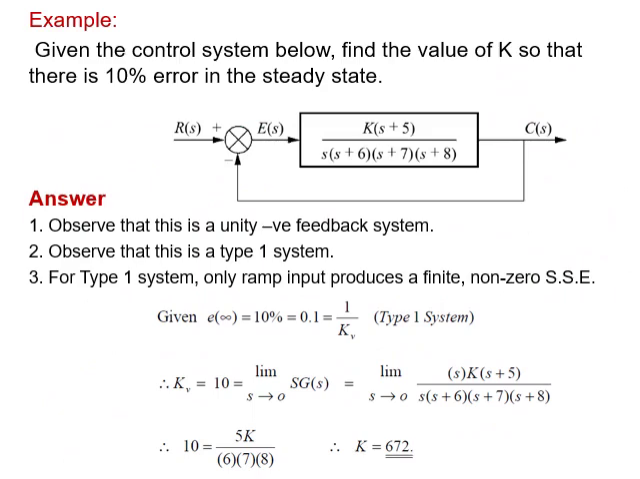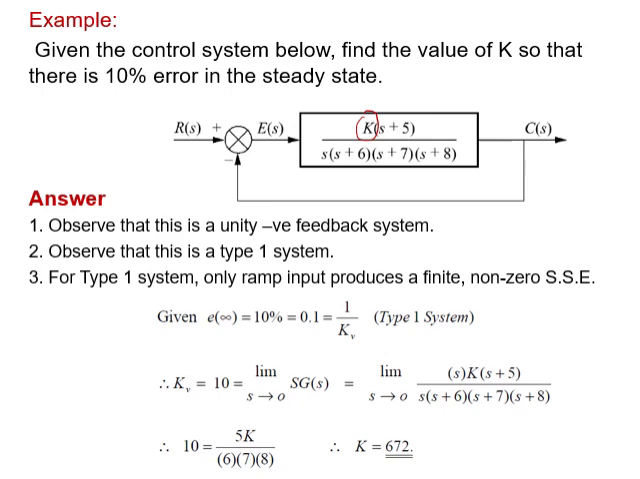This example is a design example, meaning we need to design the system for a specific steady state error. That's why he keeps K here. This K is the value which we need to calculate to get the required steady state error. Let us read the question together and you will see how.